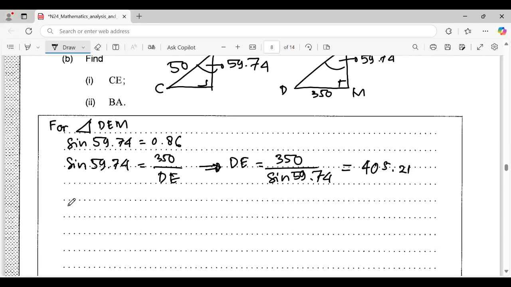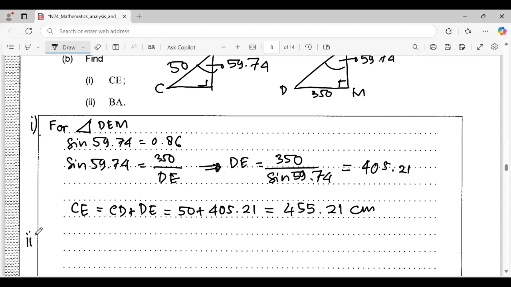So it means CE equals CD plus DE. It's equal 50 plus 405.21 equals 455.21 centimeters. This is part one. Next, part two.